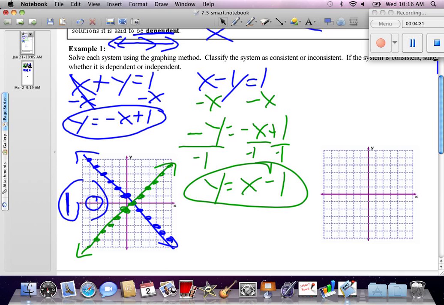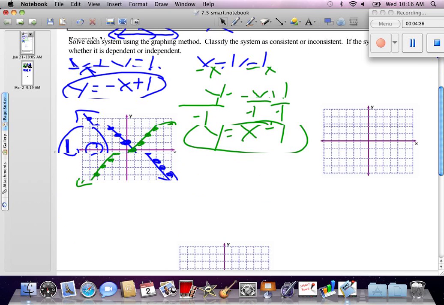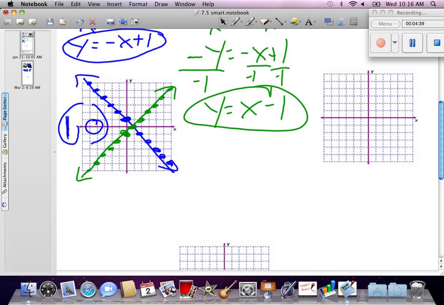All right, they cross at 1 point. So what do we call this, Tiara? If they cross at 1 point, do we call it consistent independent, consistent dependent, or inconsistent? Consistent independent, thank you.